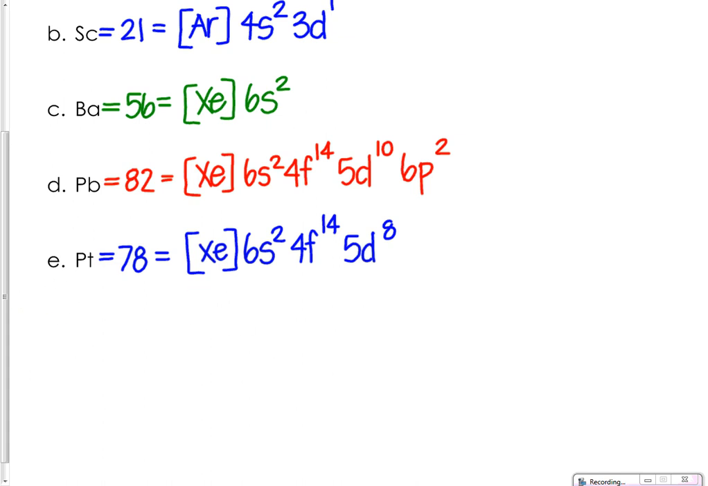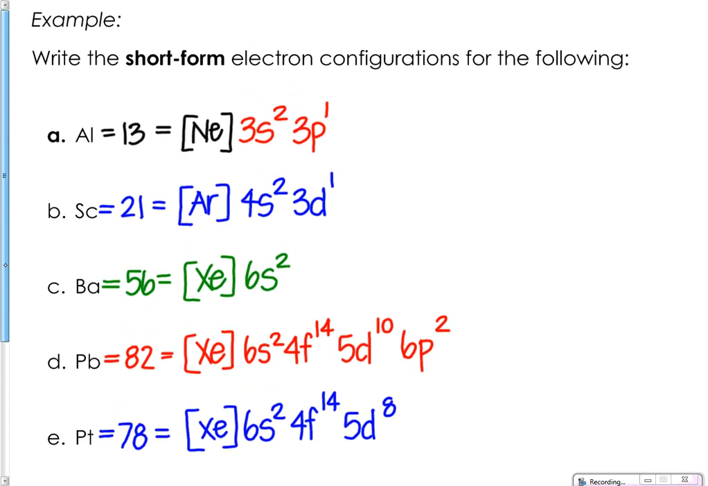Now, that is the short form of the electron configuration. And once you get the hang of it, it is actually much shorter and quicker than doing it the long way. But we do expect that you know how to do both for your test. We will practice this some more in class the next time we meet.